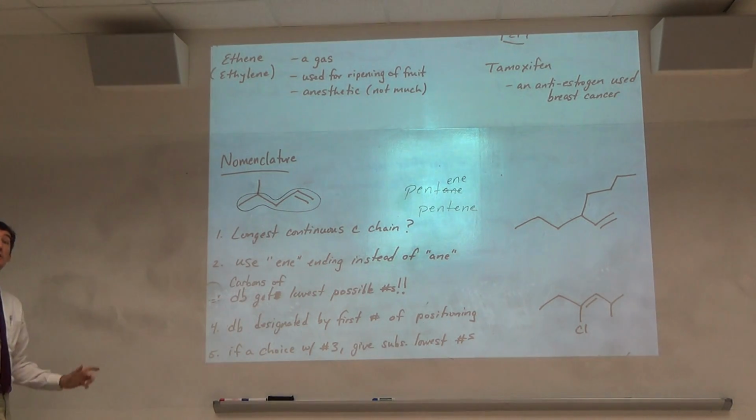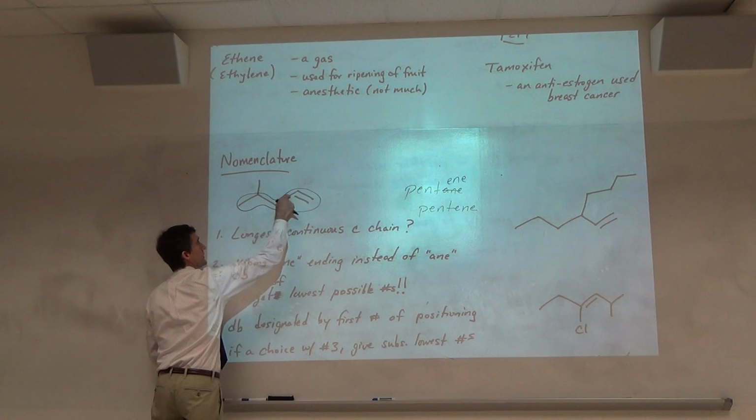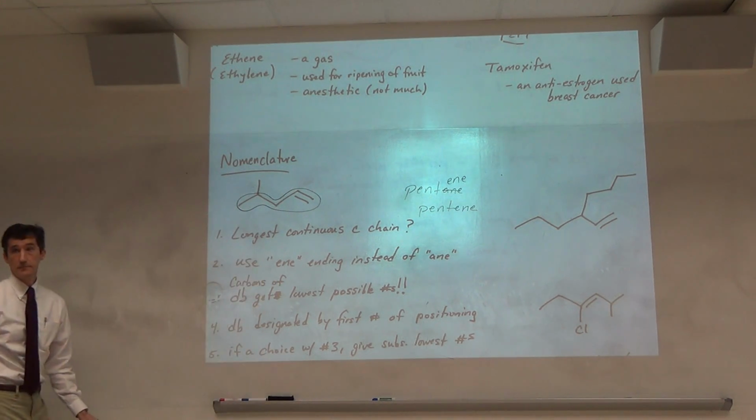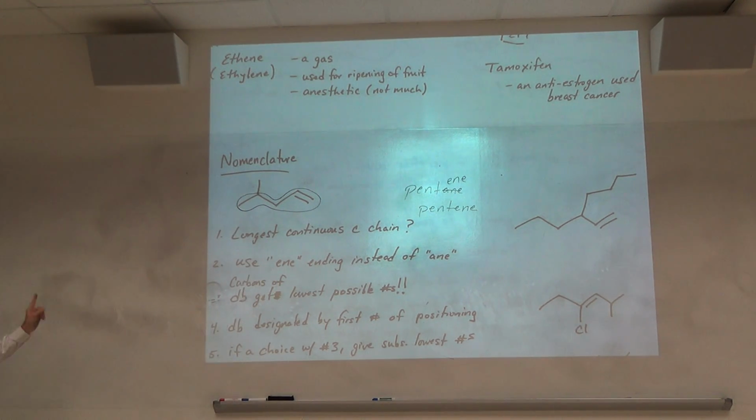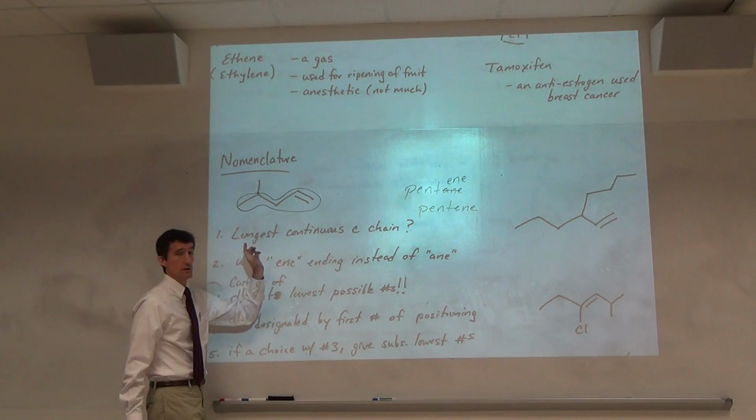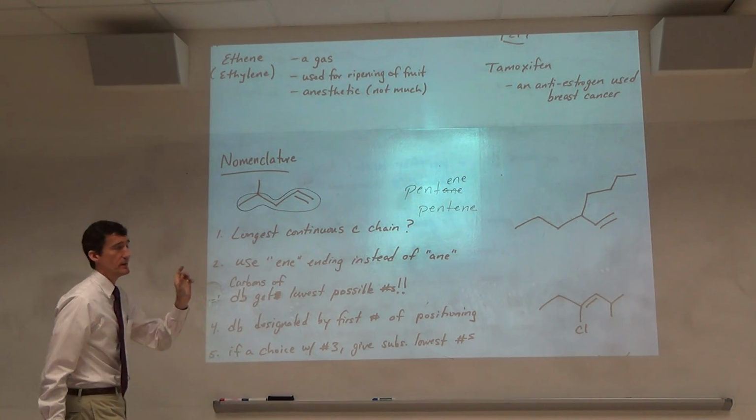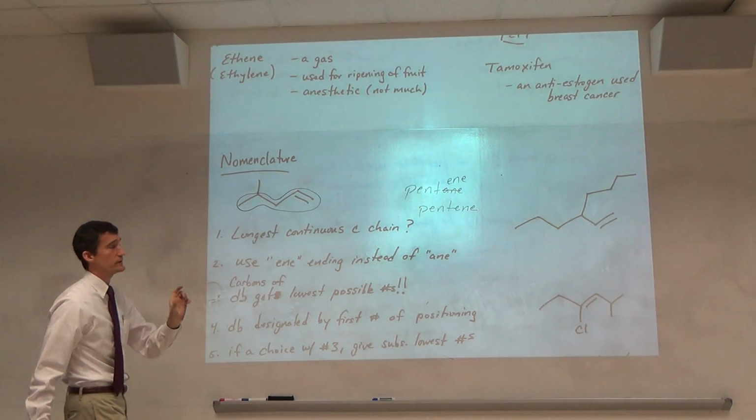That means it's a 5-carbon with a double bond in it. But where is the double bond? Because the double bond could be here, here, and here. So you have to denote where the double bond is. You do that by denoting which carbon of the chain the double bond starts at.